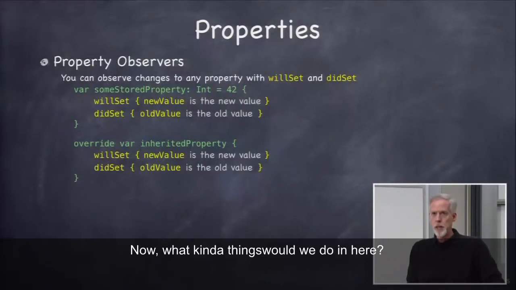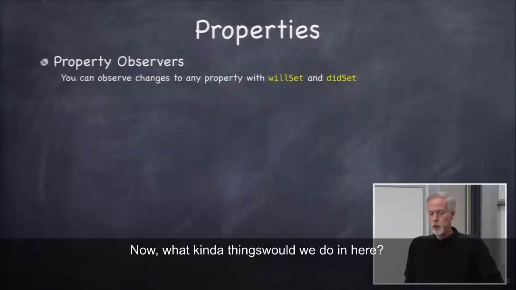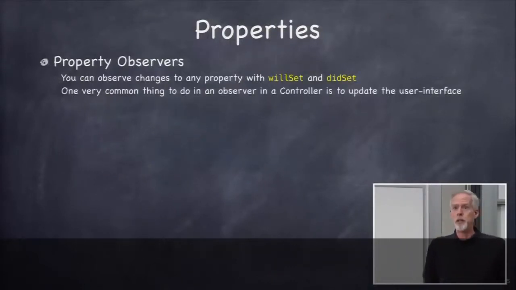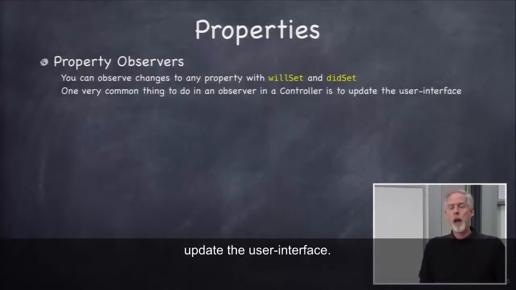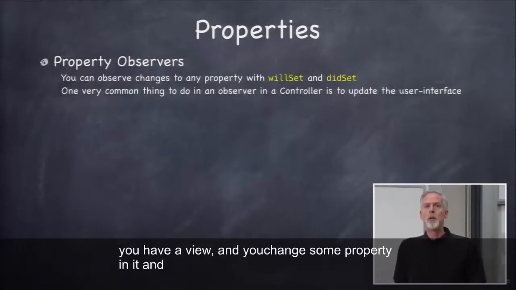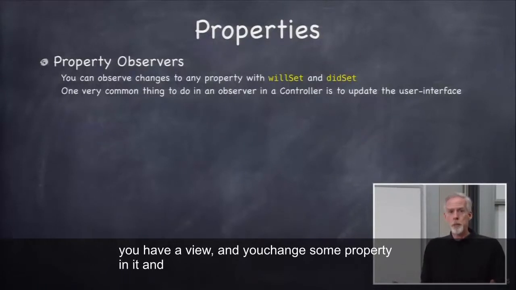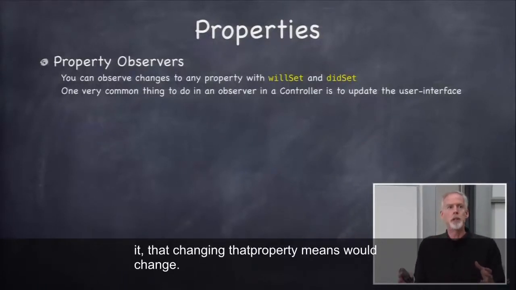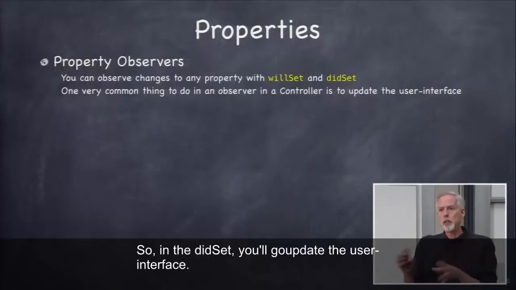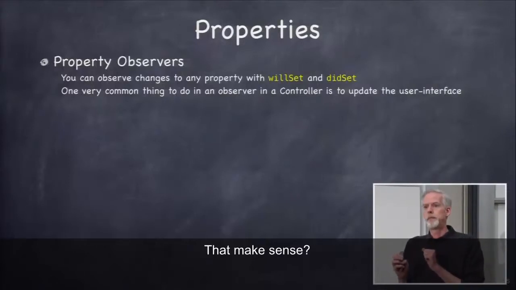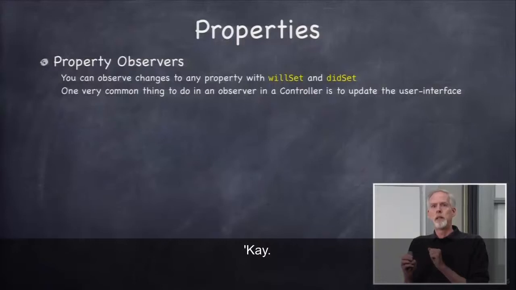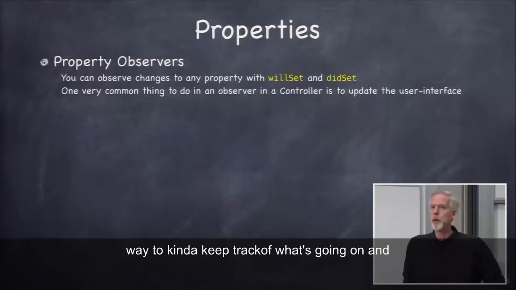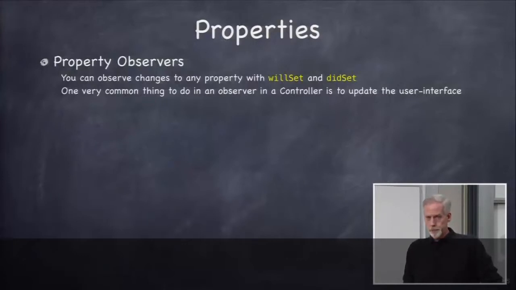Okay? Now, what kind of things would we do in here? Well, one extremely common thing to do in iOS is to update the user interface. So you have some view controller, let's say, or you have a view, and you change some property in it, and changing that property means the UI would change. So in the didSet, you'll go update the user interface. Does that make sense? Okay, so the observers are really cool. They're a really good way to keep track of what's going on and keep things in sync.